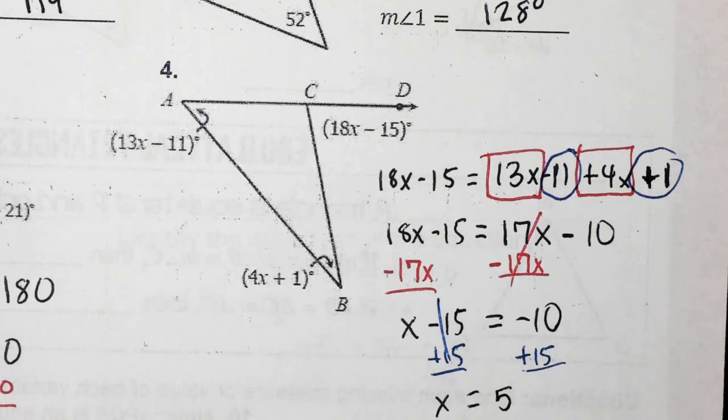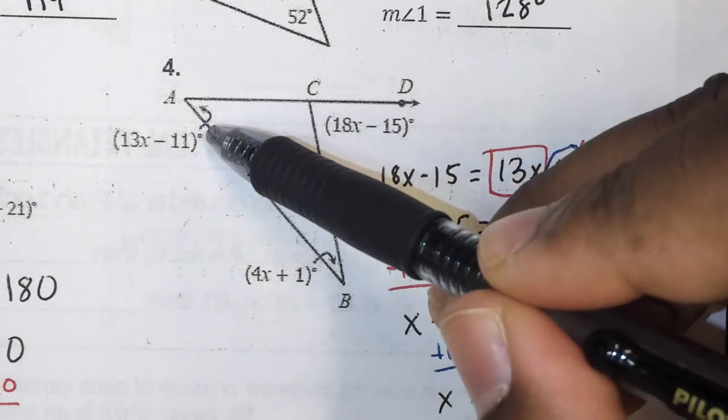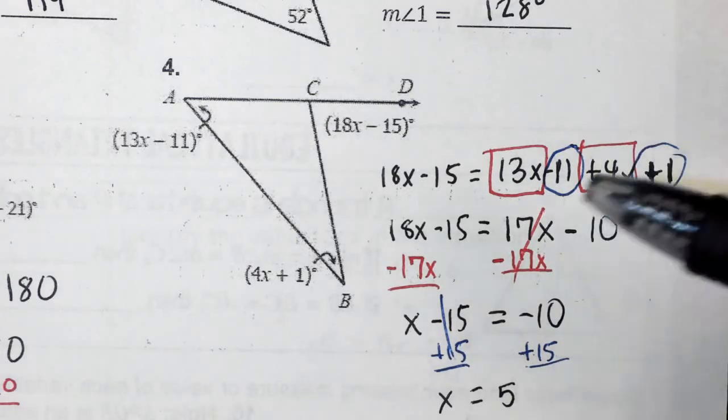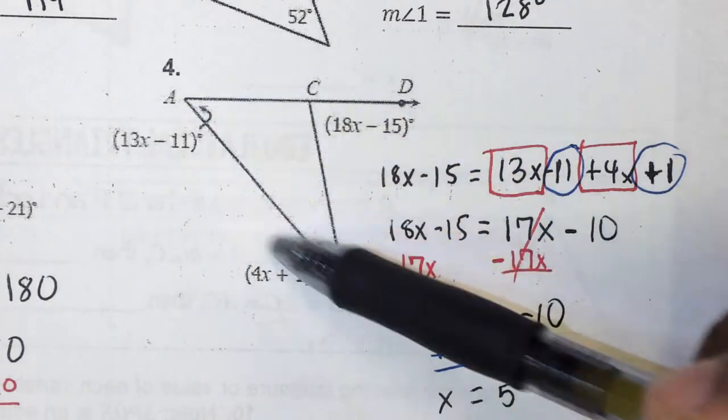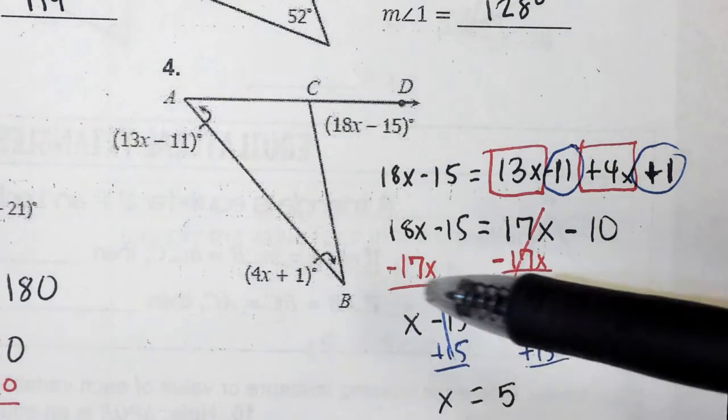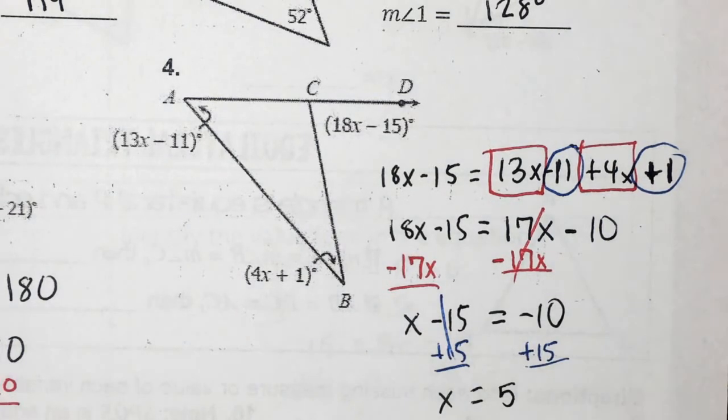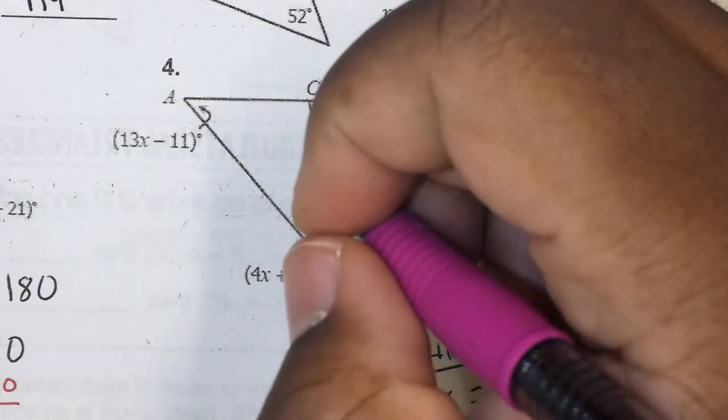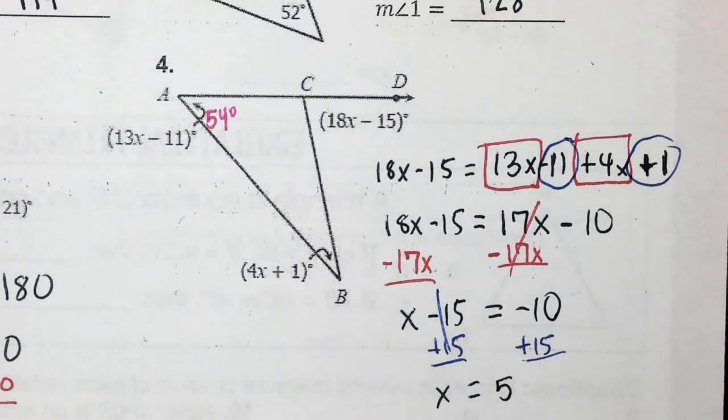Good. CAB is this one, 13x minus 11. Y'all need to learn how to read angles. CAB, the middle letter is where the angle actually is. Alright, so plug into that, tell me what you get. I ain't trying to solve these. 54 degrees for that angle. Okay. So CAB is 54. The next one is ABC.